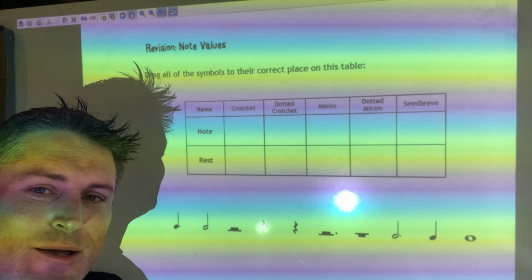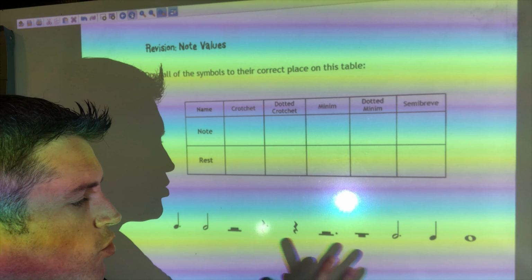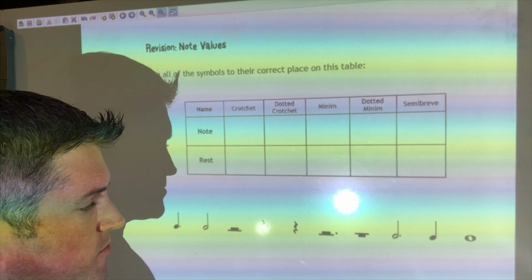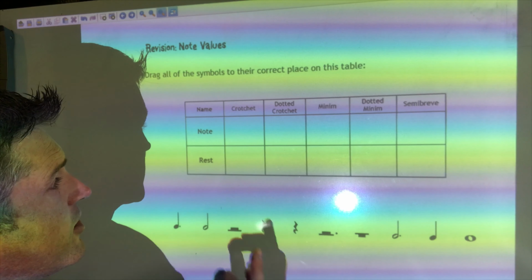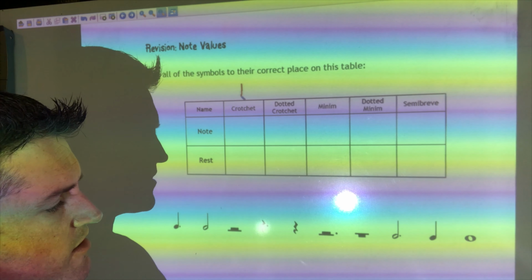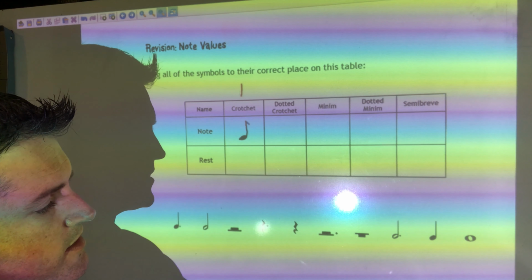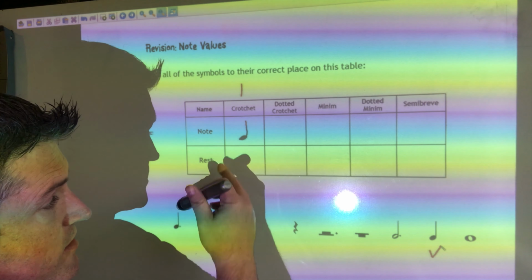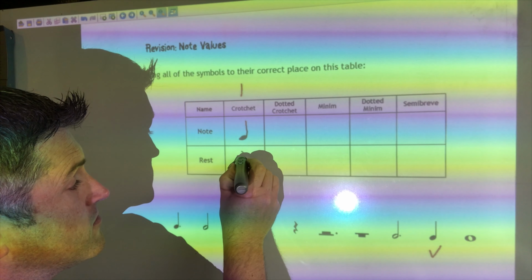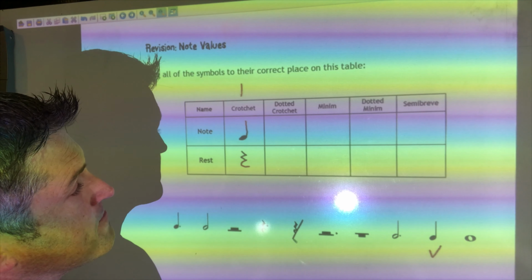Time for us to revise some of these note values that we've done in the past. Now, we've already come across all of these notes and their equivalent rests. So what we're going to do here is drop them all into the right place. So, a crotchet. Out of each of these, a crotchet is a note which goes for 1 beat. Out of these ones here, it is the one with the coloured in dot and the stem. Its rest opposite is that one there.